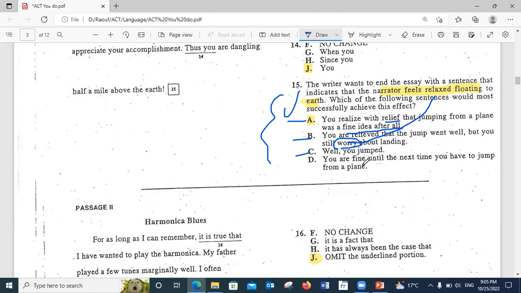D says you are fine until the next time you have to jump from a plane. You are fine only now, not until the next time, which means you might be nervous. So the best answer here is A, because it says very clearly that you realize with relief that jumping from a plane was a fine idea after all. He's not nervous, he's relaxing, he's not worried. There is nothing negative at all in A, which is exactly what the question is asking about.